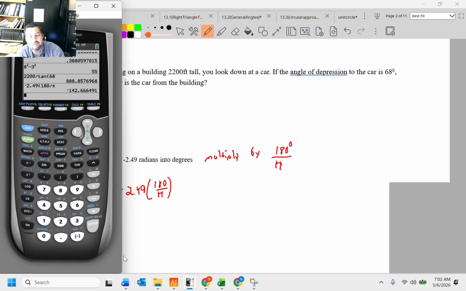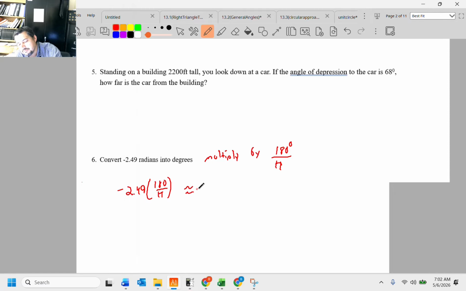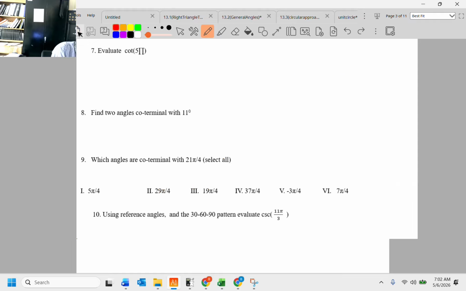Negative 142.67 degrees. Easy peasy lemon squeezy. Number 7, evaluate the cotangent of 5 pi. This cannot be done with triangles because of where 5 pi is. You may or may not get this, but coterminality means you can take away multiples of 2 pi.